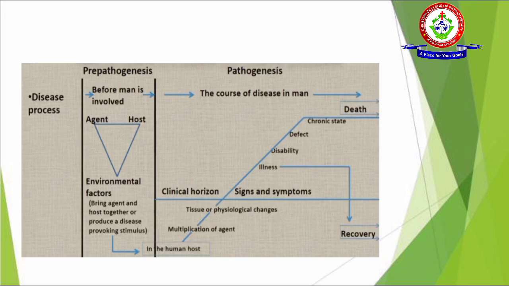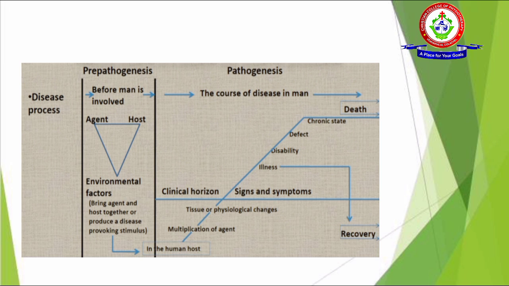This refers to the period prior to the onset of disease in man. The disease agent has not yet entered man, but the factors which favor its interaction with the human host are already existing in the environment. This situation is frequently referred to as man exposed to the risk of disease. And the second heading is the pathogenesis phase.